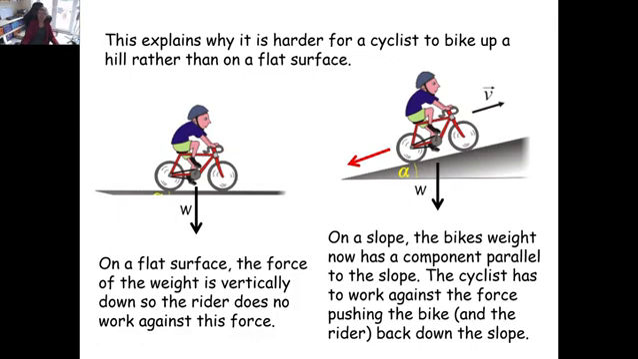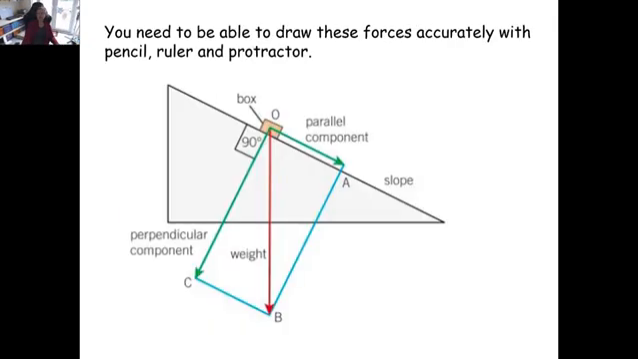Okay. Now you need to be able to draw these forces accurately, and you need to be able to consider an object on a slope and how that looks and how you can draw it. So don't be alarmed by this diagram. Let's just talk ourselves through it. Now remember, it goes without saying, you need to have a pencil, ruler and a protractor. You cannot draw these diagrams accurately by guessing lengths and guessing angles. You have to have that equipment.